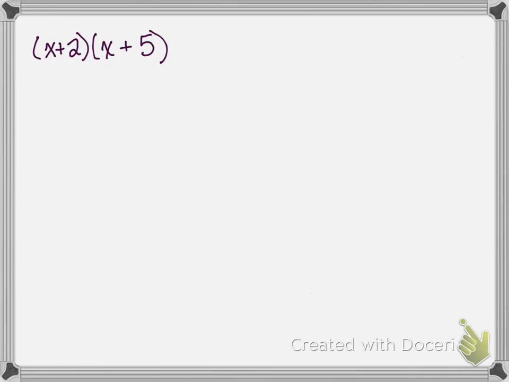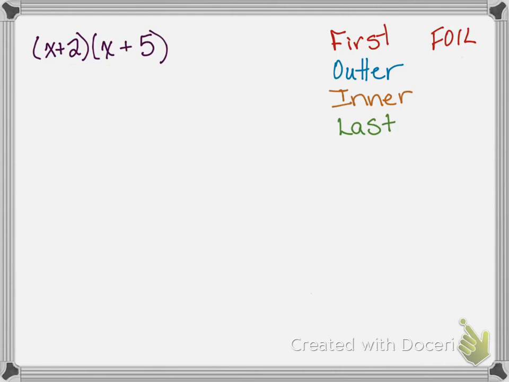Now, this is a binomial times a binomial, and we're going to use a property here that you likely heard when you were in high school. You probably remember it from high school. Does anybody know what it is? Foil. Okay? And this is what foil means. First, outer, inner, and last. First, outer, inner, last. It's foil, from the F, the O, the I, and the L. That's where we get it from. FOIL is a type of distributive property. You are distributing when you do FOIL.